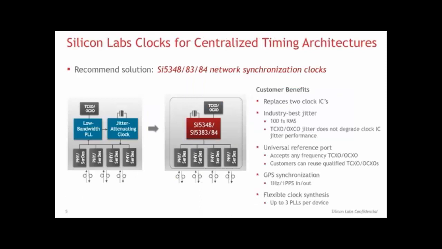Silicon Labs recommends the Si5348, 83, and 84 devices for pizza box applications. These clocks offer a huge advantage over competitors because one of these replaces two competitor chips. The 5348, 83, and 84 devices not only have the low bandwidth wander and jitter attenuation needed for network synchronization, but also provide low jitter output clocks for PHY and SerDes devices on the PCB. In addition, the 5348, 83, and 84 devices support 1 PPS or 1 Hz signals for phase synchronization and contain up to 3 PLLs per device for high levels of integration.